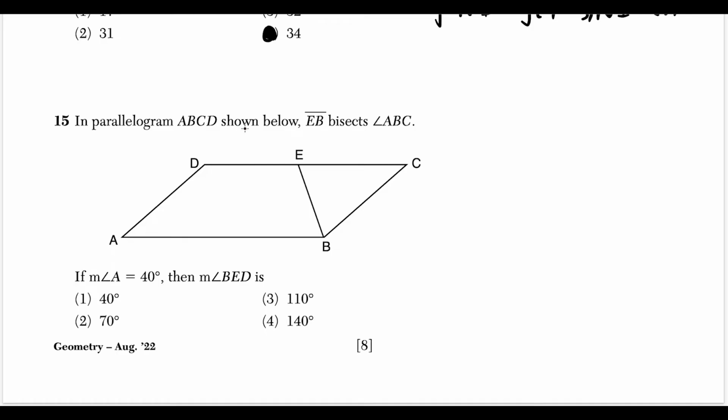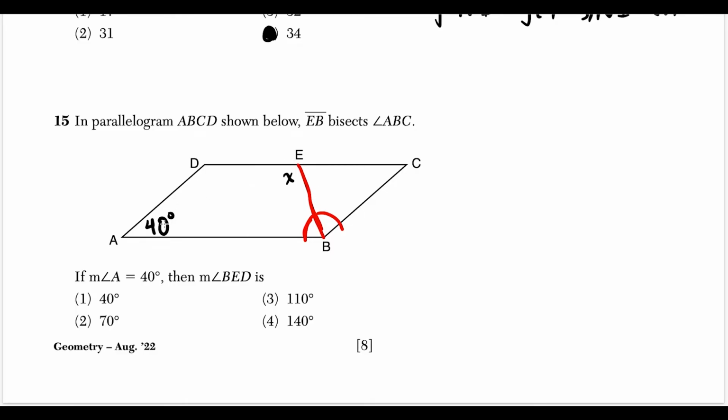So question 15, we have a parallelogram here, and we have EB bisects angle ABC. So if EB bisects this angle over here, ABC, that means that these two angles here are going to be the same measure. So that might come in handy a little bit later. And now we're told the measure of angle A is 40 degrees, and we want to know the measure of angle BED over here. So I'll just throw an X here. That's what we want to find.